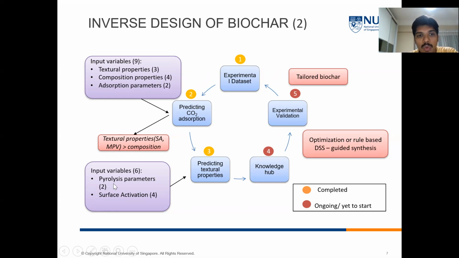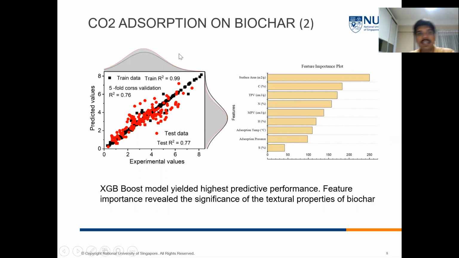So in this case, what we did was we used the pyrolysis parameters and the surface activation parameters to develop predictive models so that they could predict the textural properties, which is the surface area. This work has been ongoing, and I'll quickly show the results of what we have so far. So in the first case, we tried to predict the CO2 adsorption on the biochar.